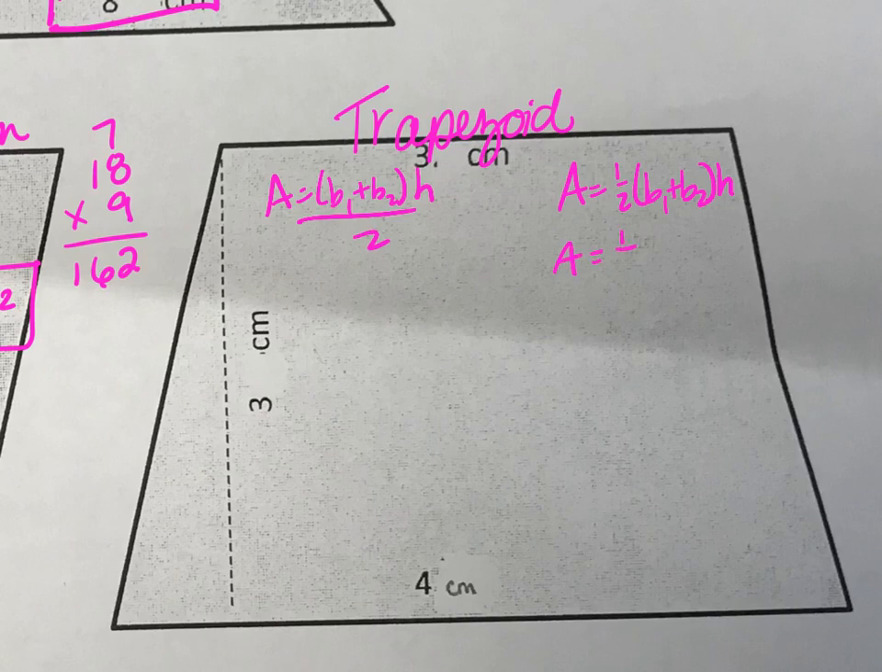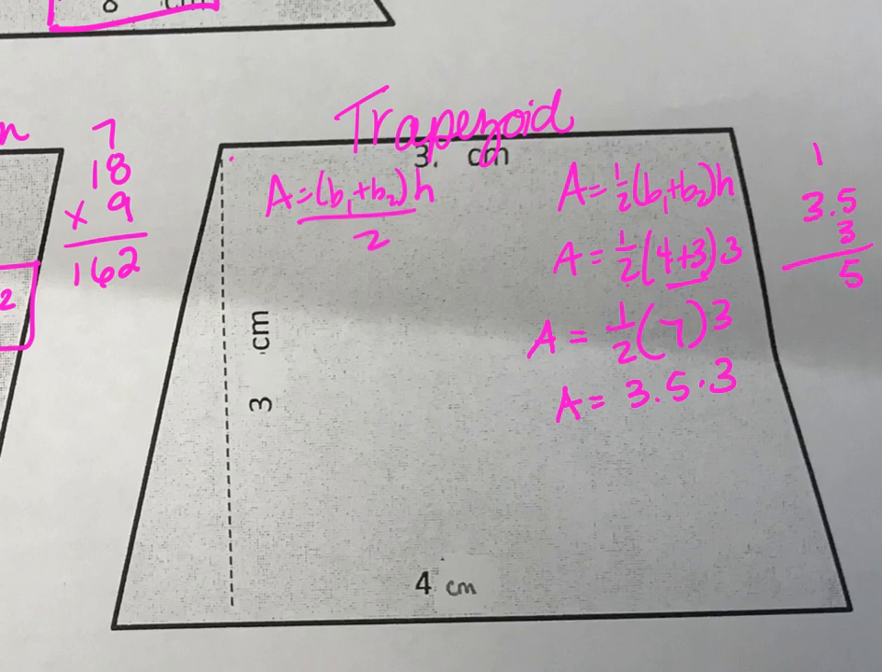So 1/2 base 1 is 4. Base 2 is 3. And then the height is, remember, it's got to be a straight line, so it's 3 there. So 1/2, 4 plus 3 is 7. 1/2 of 7 times 3. So I can do half of 7, which is 3.5, and get 3.5 times 3. And I got 10.5. And that's going to be centimeters squared.